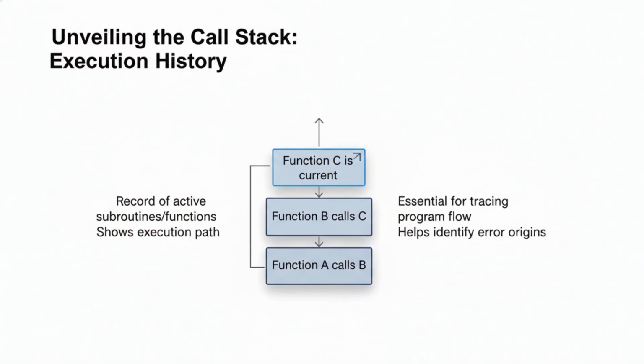Now, let's shift our focus to another indispensable debugging concept, the call stack. Imagine your program as a series of nested function calls. When function A calls function B, and function B then calls function C, a record of this sequence is kept. This record is precisely what the call stack is. It's a dynamic data structure that stores information about the active subroutines or functions, including the order in which they were called, their local variables, and the return address. Essentially, the call stack shows you the exact execution path that led to the current point in your program.